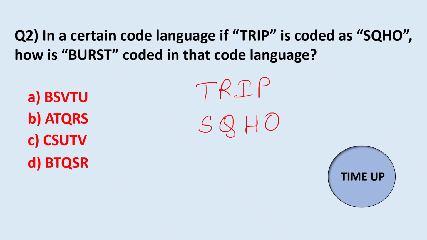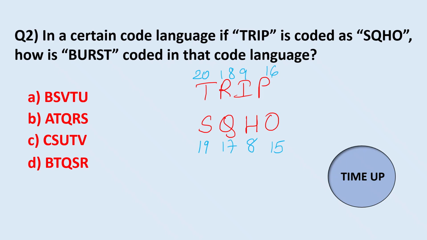T's place value is what, students? What is the value for T? 20, correct? Then if you see S, it is 19. R, if you see, it is 18. Q's place value is 17. I's place value is 9. H place value is 8. P's place value is 16. And O's place value is 15.